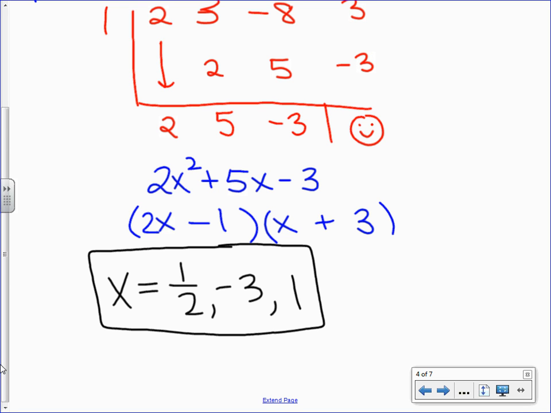Now, what if I asked you to write this as a product of linear factors? What does that mean? Would you like x minus 1/2, x plus 3, x minus 1? Yes.